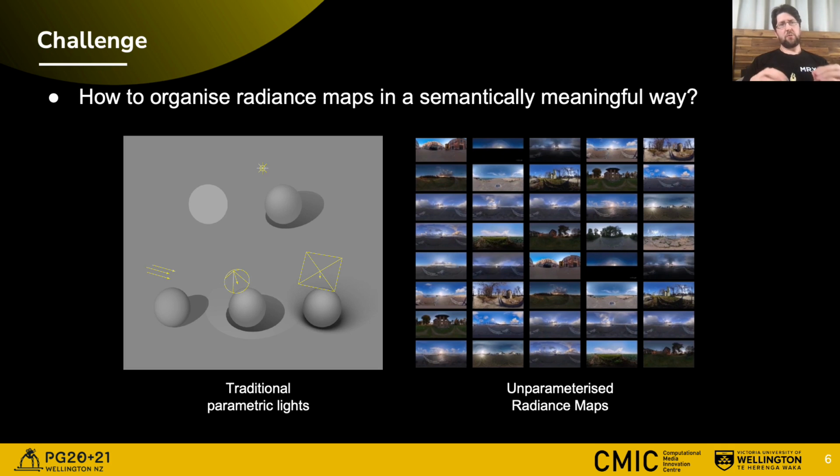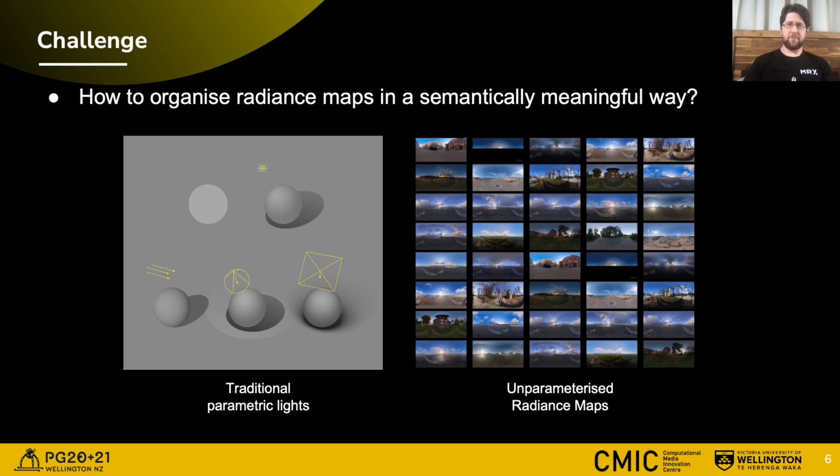The challenge is then, how do we organize a Radiance map database in a semantically meaningful way? With traditional light sources, as the ones that you see on the left here in Maya or Blender, such as your point light, direction light, area light, they have easy to use parameters that control the properties of these lights, such as the direction, area, intensity. However, Radiance maps are just pixels, and there is no concise description that controls these Radiance maps.